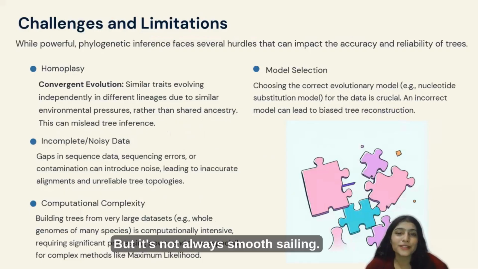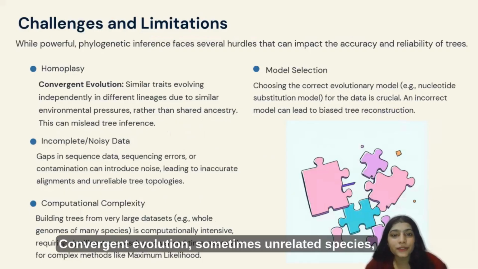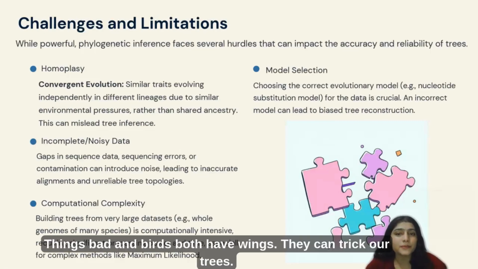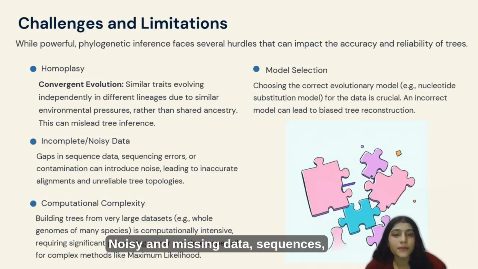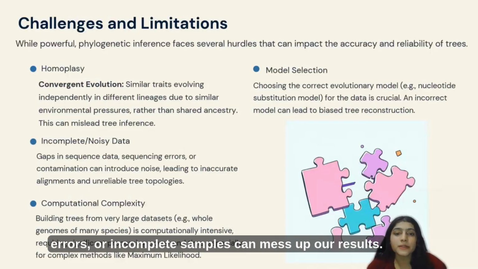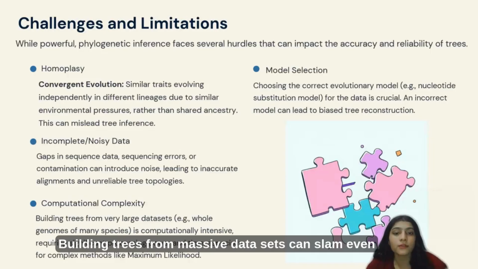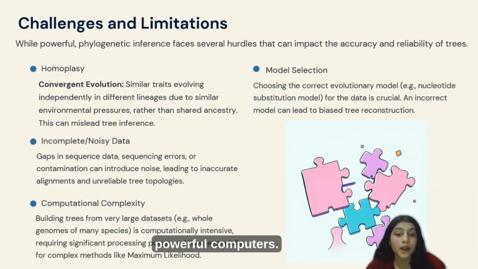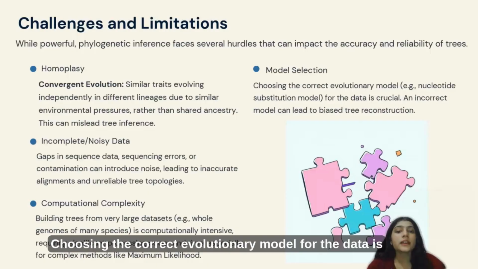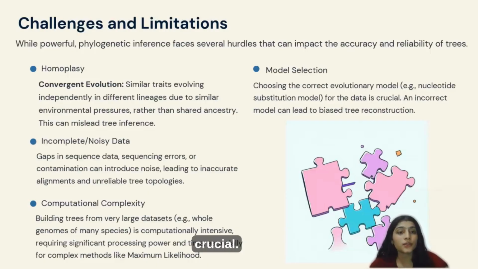But it's not always smooth sailing. First, convergent evolution. Sometimes unrelated species evolve similar traits. Things like bats and birds both having wings can trick our trees. Second, noisy and missing data. Sequence errors or incomplete samples can mess up our results. Third, computational power. Some methods are really intensive. Building trees from massive datasets can slam even powerful computers. Choosing the correct evolutionary model for the data is crucial.